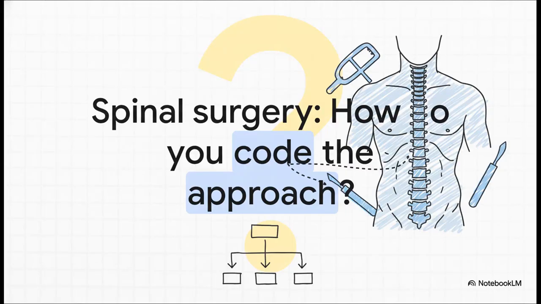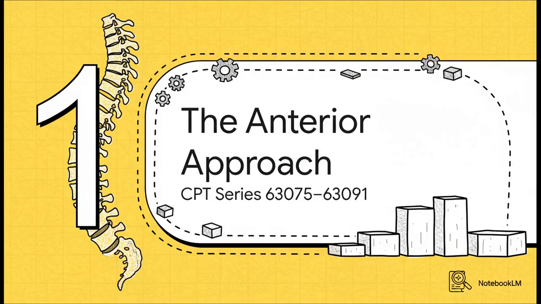So let's kick things off with the very first question you should always ask yourself when you're looking at a surgeon's op report. It's this: how did the surgeon get to the spine? Seriously, the answer to that one simple question is the key that unlocks everything else. Okay, first up, let's focus on one specific way in. This is where we build that solid foundation for the CPT code series 63075 all the way through 63091.